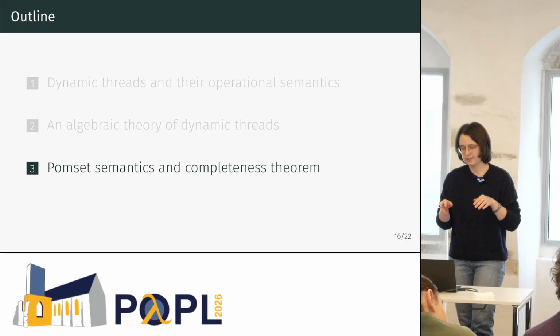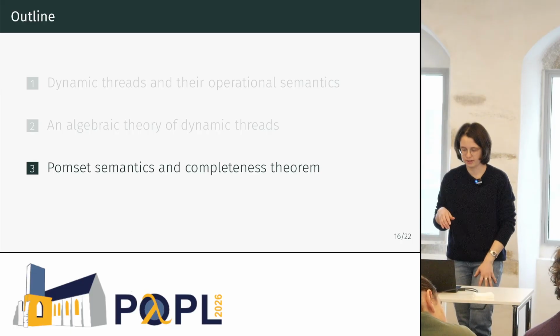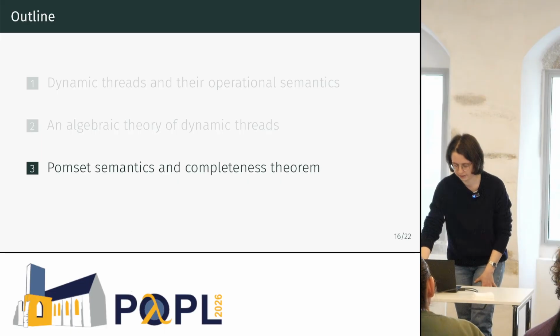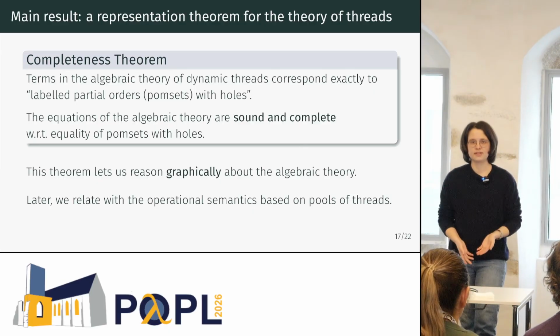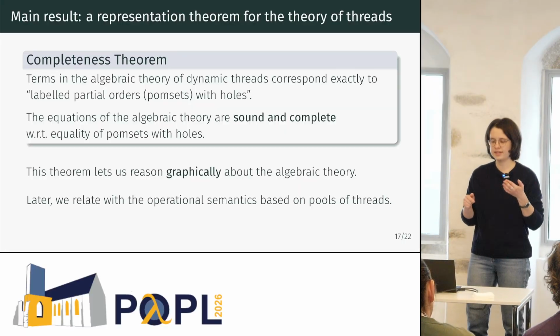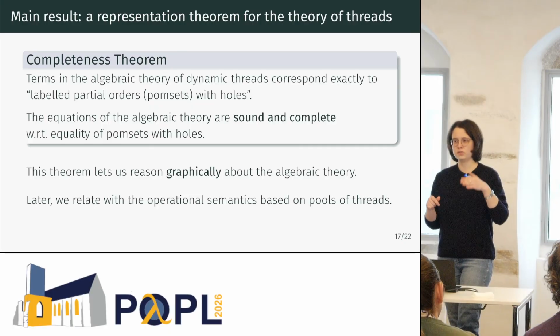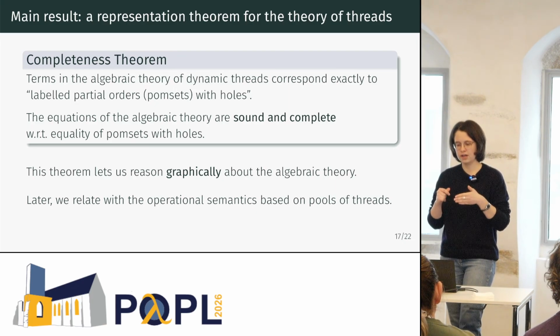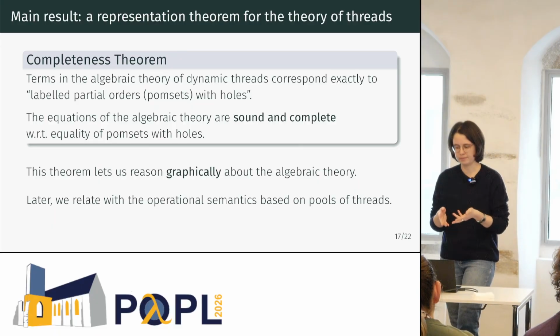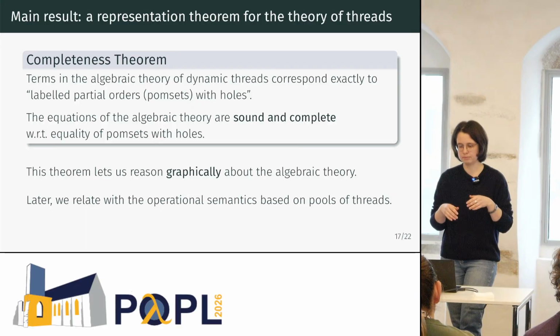So now I can explain the POM set semantics in more detail, and then also the completeness theorem. So the main result of the paper is this completeness theorem, which says that the terms in the algebraic theory of threads that I showed you just now correspond exactly to labeled partial orders with holes. And this is an extension of POM sets that we defined for our particular case, and that I'm going to explain next.